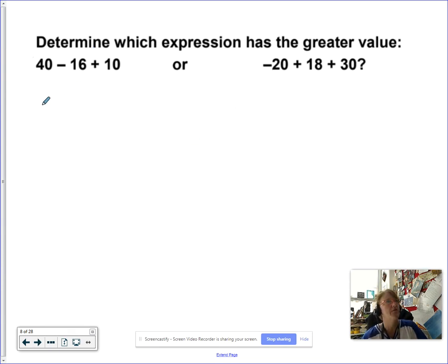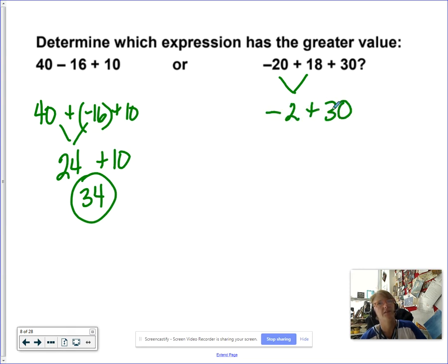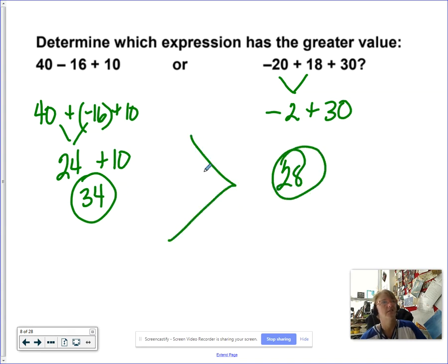Which one's bigger? Careful. We better evaluate each of these. Let's see, on this side, 40 and a -16. I'm just going to work left to right. That gives me 24. Add 10 more, 34. On this side, I'm just going to work left to right. That gives me a -2, and now I have to add 30. This gives me 28. Ah, this guy's bigger by about 6.